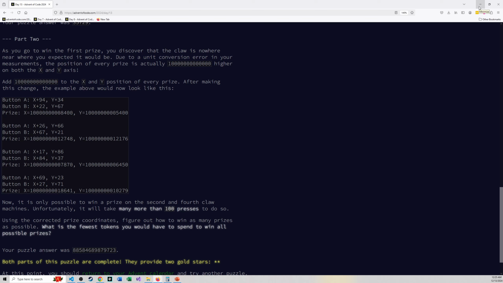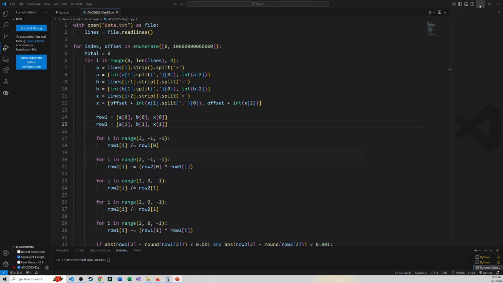And there's a couple of math libraries in Python that I could have used instead of what you're going to see here, but I wanted to do it manually and just remember how to do reduced row echelon form. It's been a while for me. So what are we doing here?